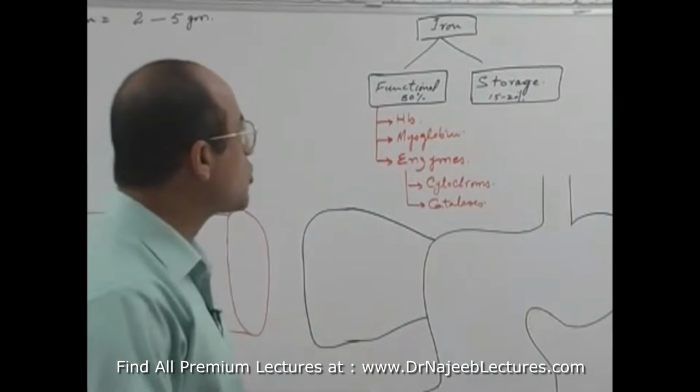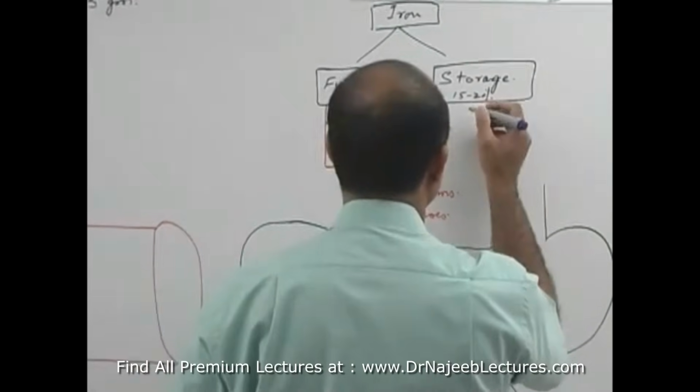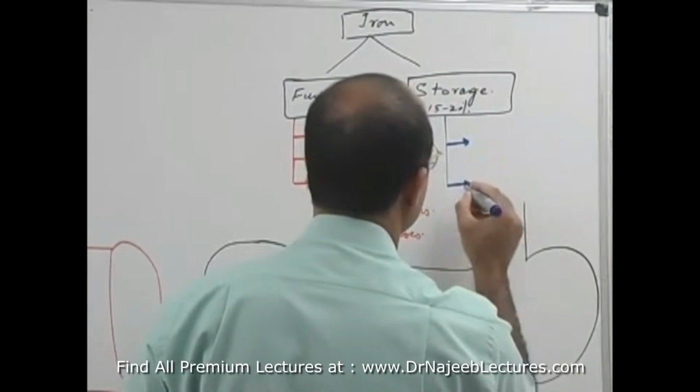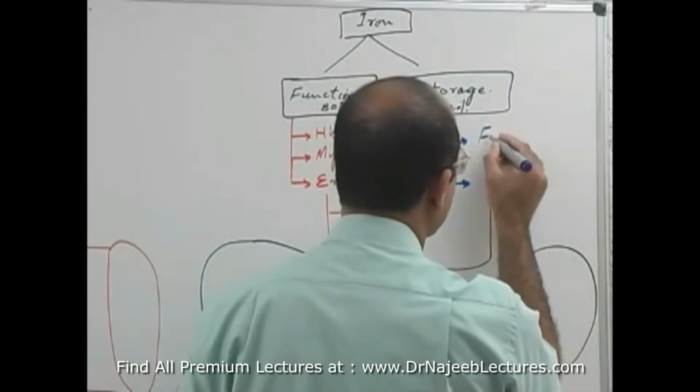Then storage iron is present in two forms. One is ferritin. I will explain in detail what ferritin is.